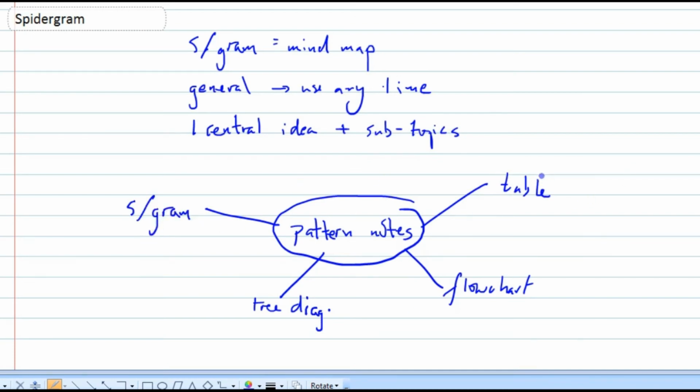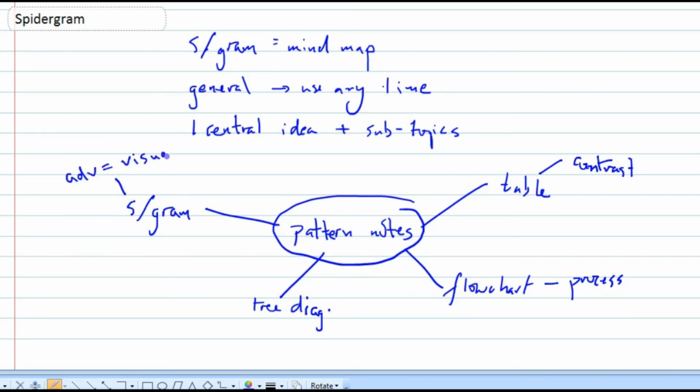And again, I can add some supporting points for each of these. So table, as we saw, is used to contrast. Flowchart, as we saw, is used to describe a process. Tree diagram to classify, and so on. And so you can see as these notes build up, they do start to look a little bit like a spider web, and that's where the name comes from. It's a spider web diagram, a spidergram.